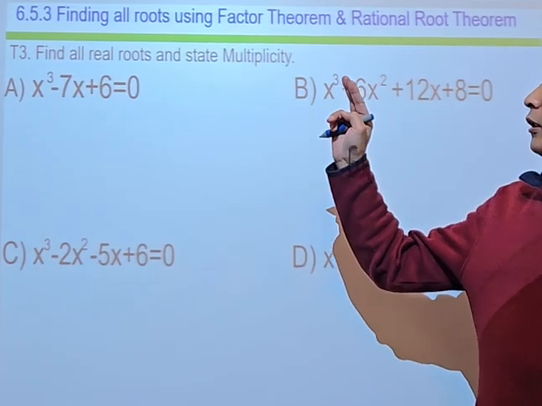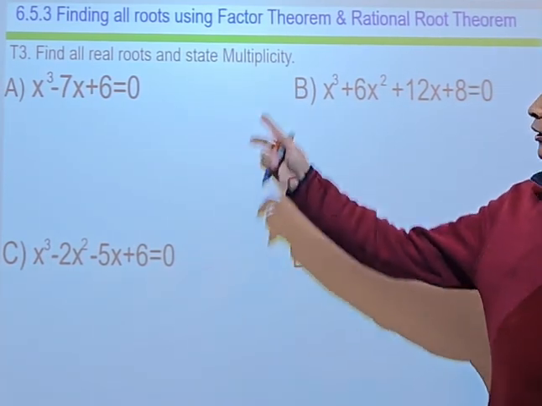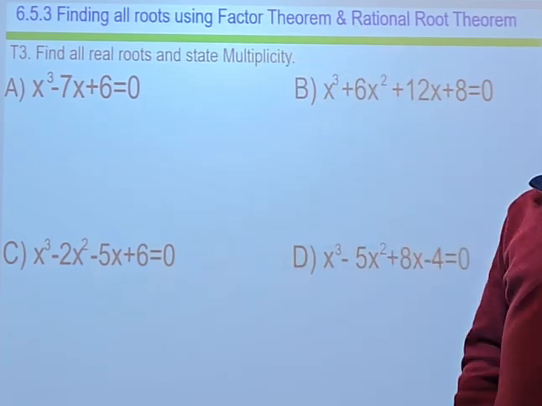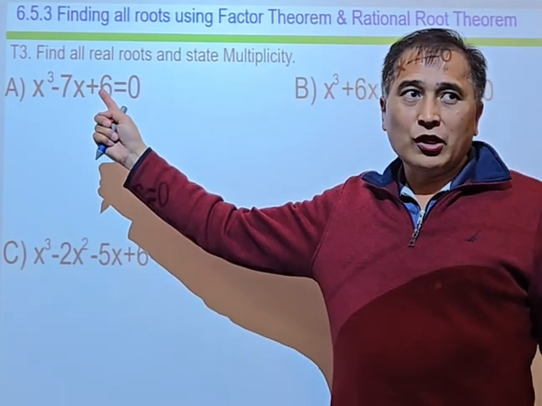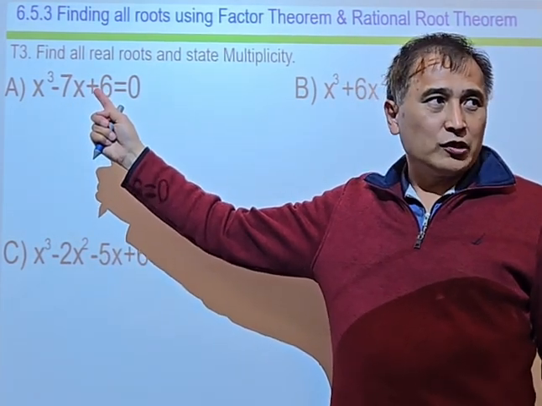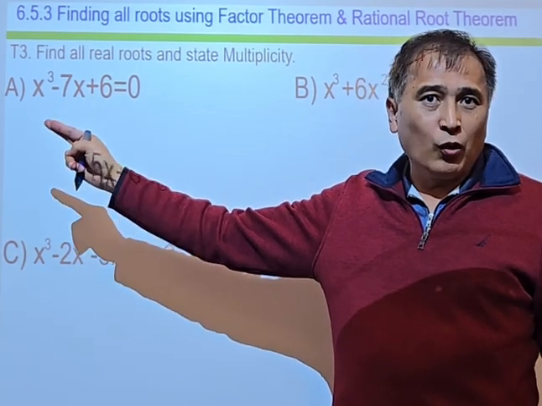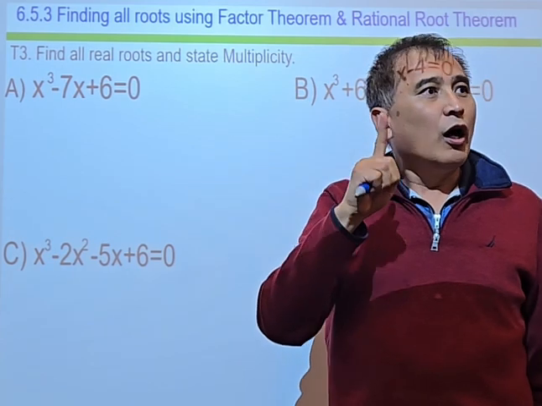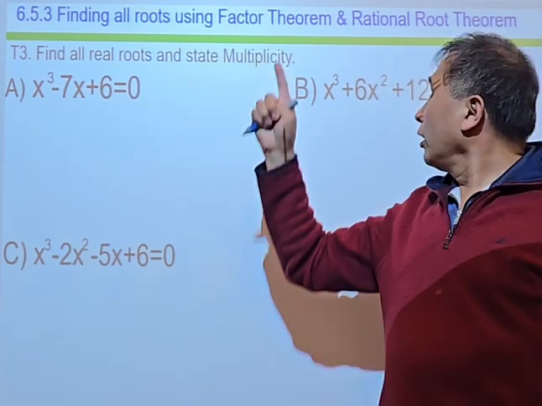Okay, today we're going to learn how to find all real roots, including stating multiplicity, by using the factor theorem and the rational root theorem. This is a cubic, so there's no formula for finding cubic roots. If it were a quadratic, then maybe you can use factoring or even the quadratic formula. So at least you need to find one factor. Okay, so you need to find one factor.